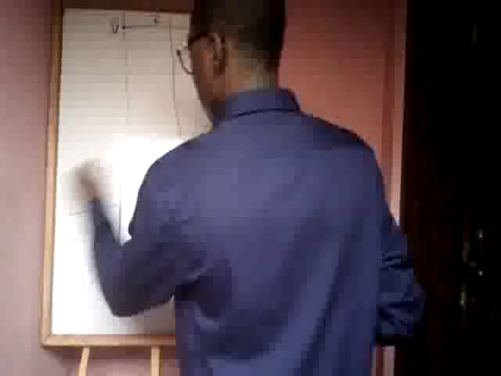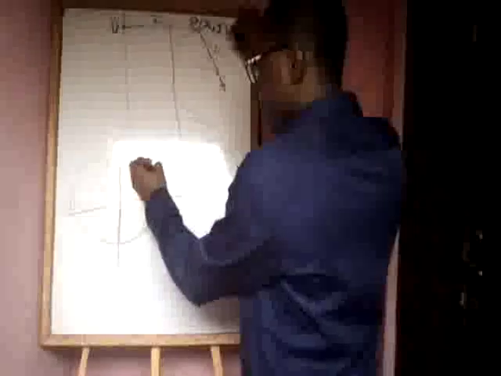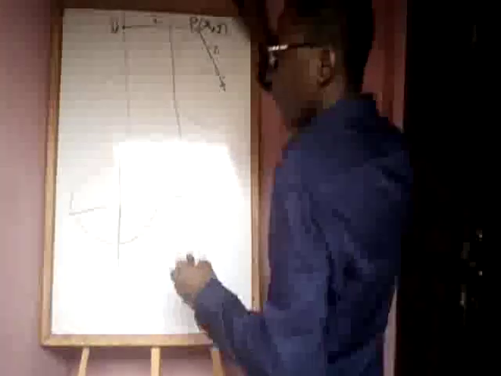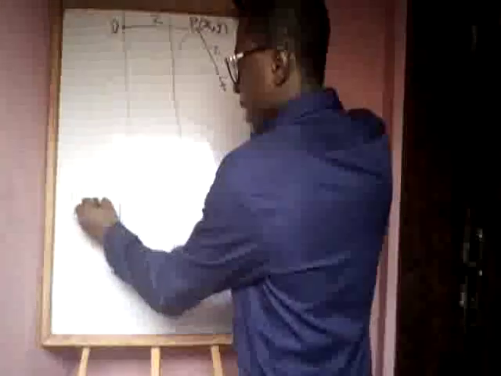Then we have the ellipse. It is the locus of a point moving in a plane, so that the distance of the point from a fixed point is equal to the distance from a fixed straight line. So the distance of this point, let's say point P, from a fixed point. An ellipse has two foci.